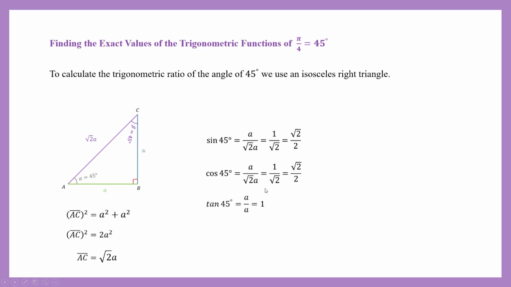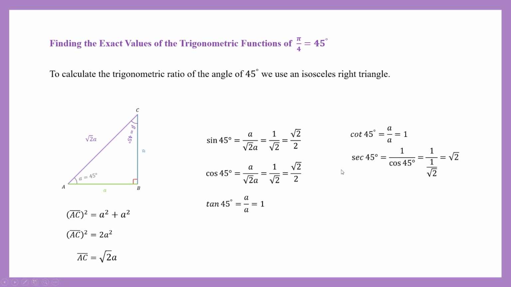And tangent of theta equals the opposite side divided by the adjacent side. That means A divided by A. It is equal to 1. Cotangent of 45 degrees is equal to A divided by A, meaning the adjacent side divided by the opposite side, which is equal to 1 here.